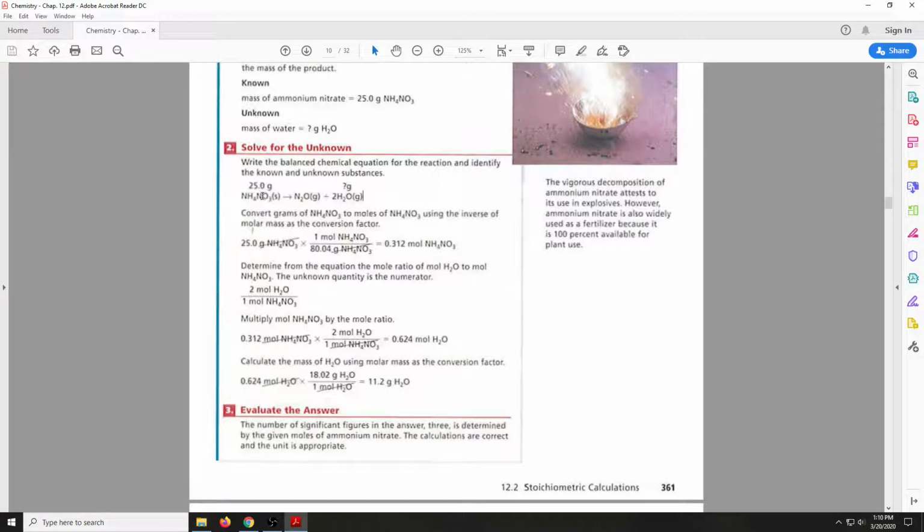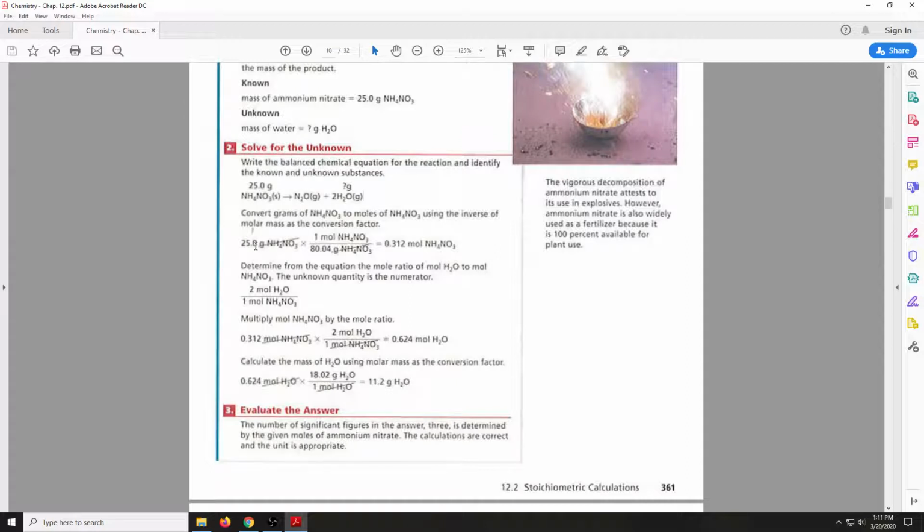Next up, we have to assume we have 25 grams of ammonium nitrate, because that's what we were given, right? We want to end up with grams over here. So first, if we make this into moles, then we can use a molar ratio to find out how many moles of water we have. Then we can go from moles of water into grams of water just by multiplying by the, everybody said? Correct, the molar mass.